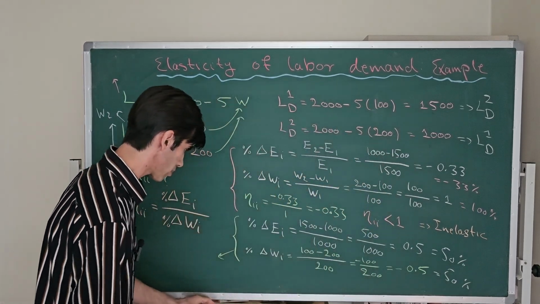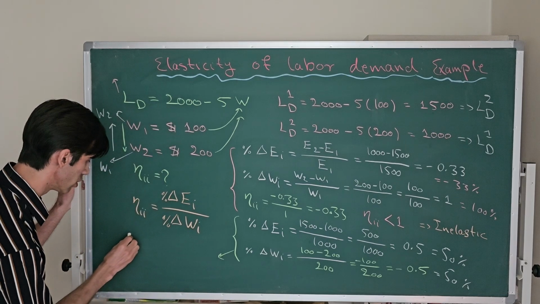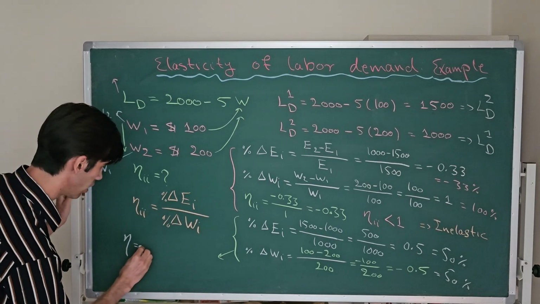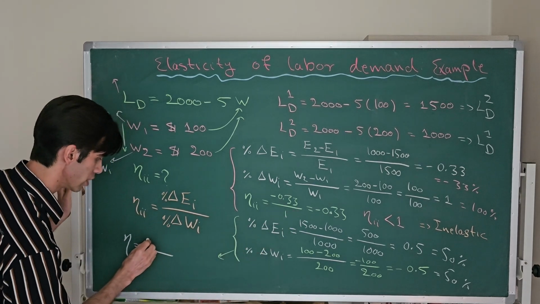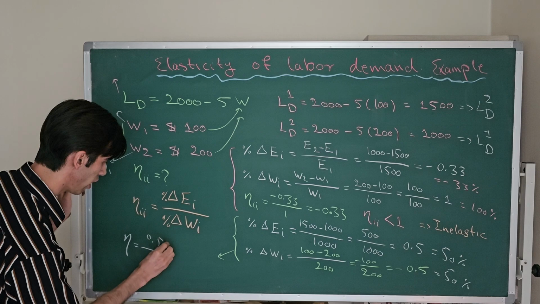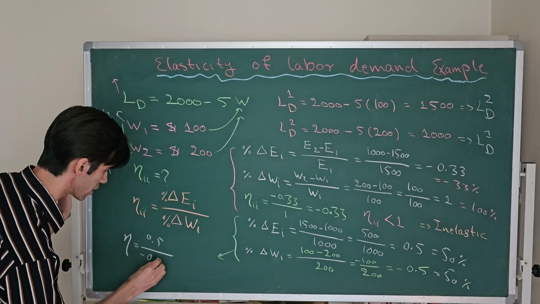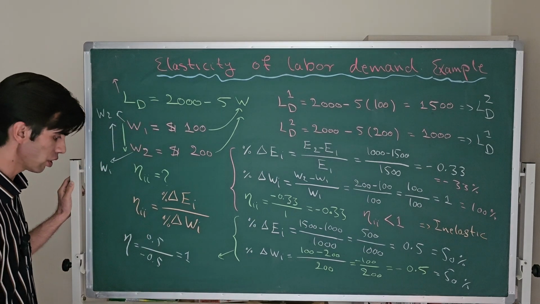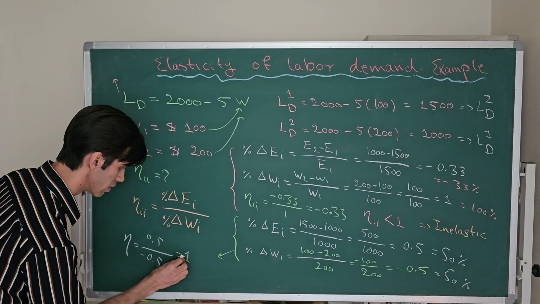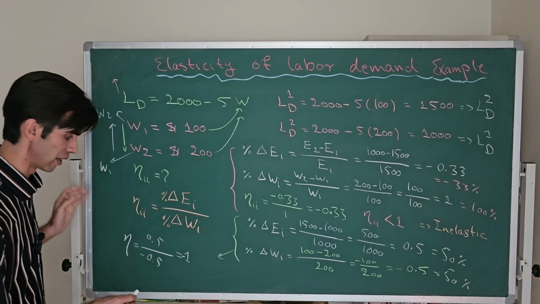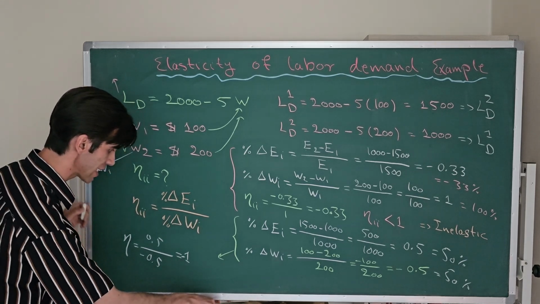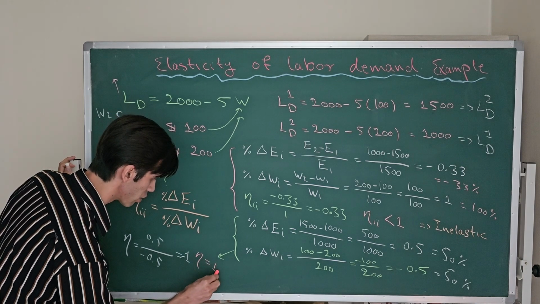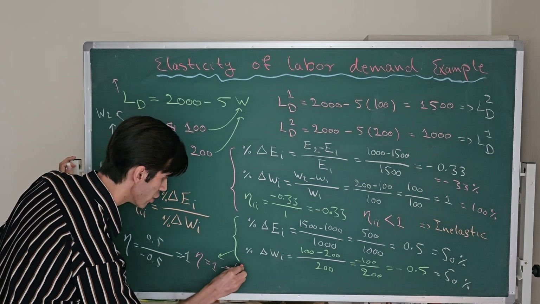So now, if you find the eta, it will be equal to 0.5 divided by minus 0.5, which is equal to minus 1. So as we know, in this case our eta is equal to 1 in absolute value, then it's unit elastic.